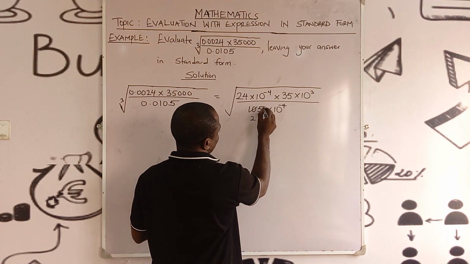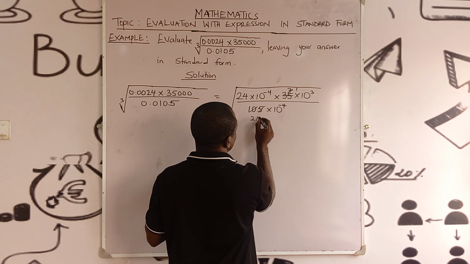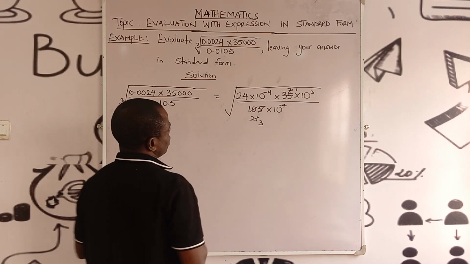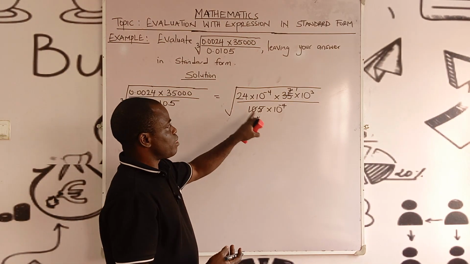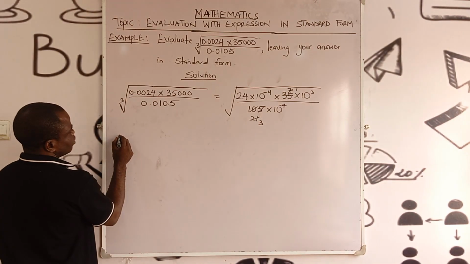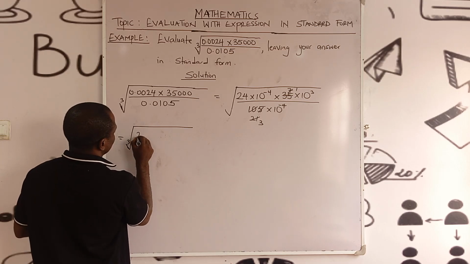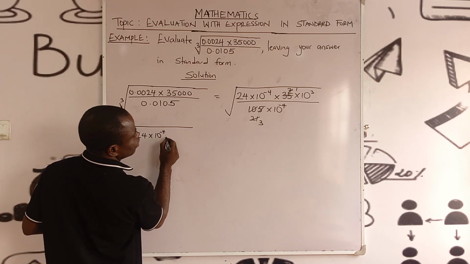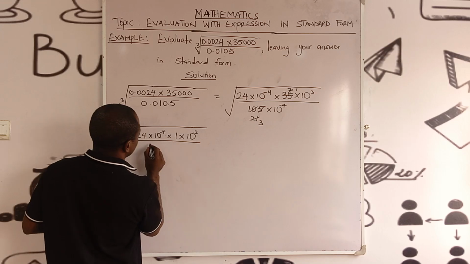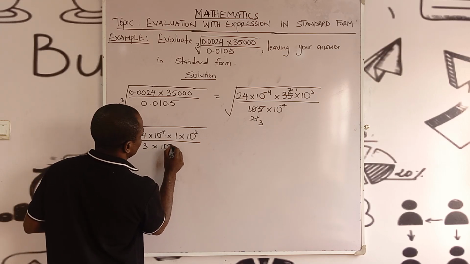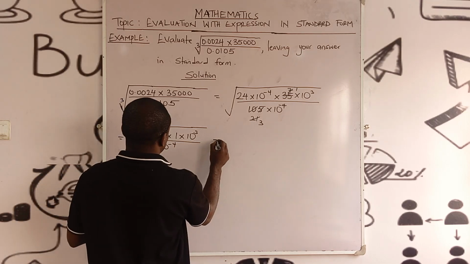5 in 10, 2. 5 in 5, 1. 5 in 37, 7. 7 here, 1. 7 here, 3. Let's write it down in a separate place so that it will not be too rough. Now it will be equal to the cube root of 24 times 10 raised to power minus 4 times 1 times 10 raised to power 3, divided by 3 times 10 raised to power minus 4. Now 3 here 1, 3 here 8.